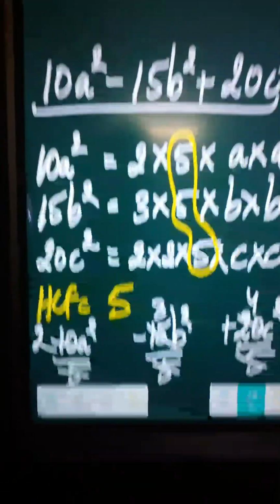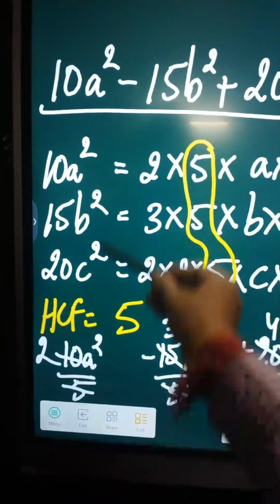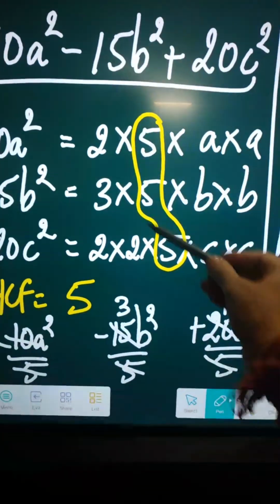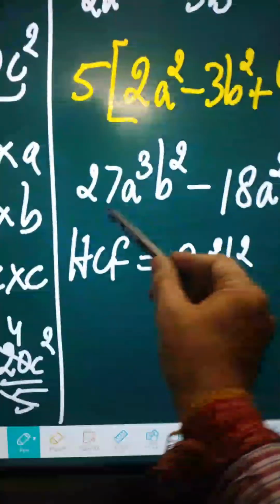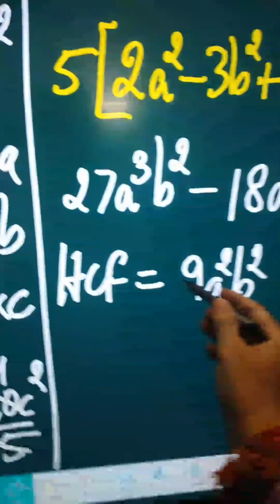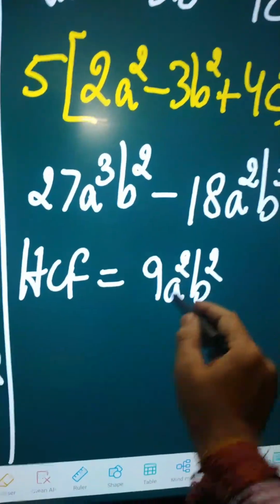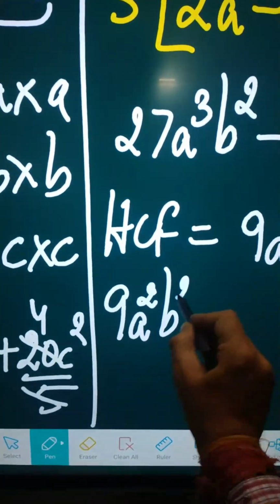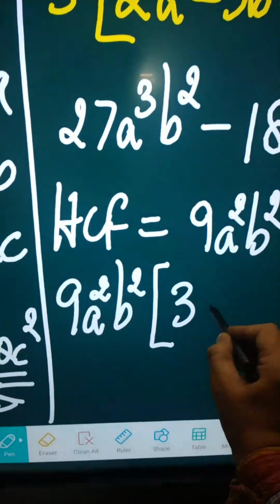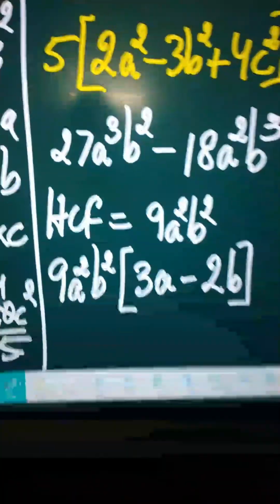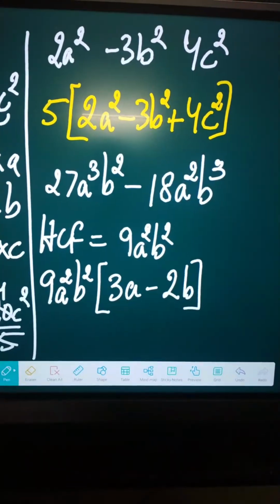Now what I told: first you find the HCF and divide all the terms given in the question by the HCF. First you factorize, then find the common HCF. In this question the HCF came 9a square b square. Now you will divide both the terms by 9a square b square and write the numbers inside the bracket. It will become 3a minus 2b. So 9a square b square bracket 3a minus 2b.